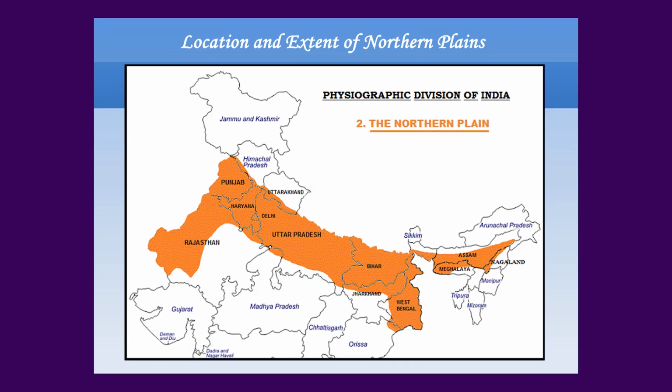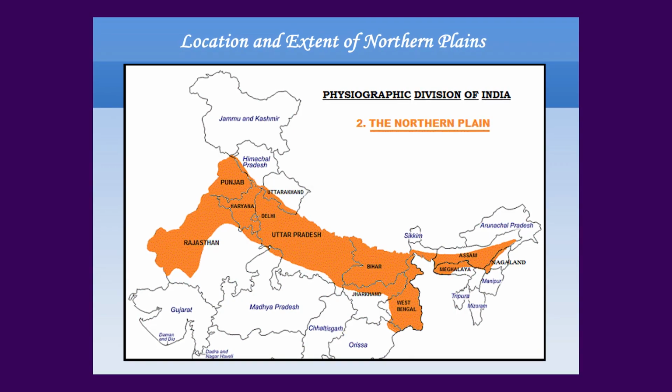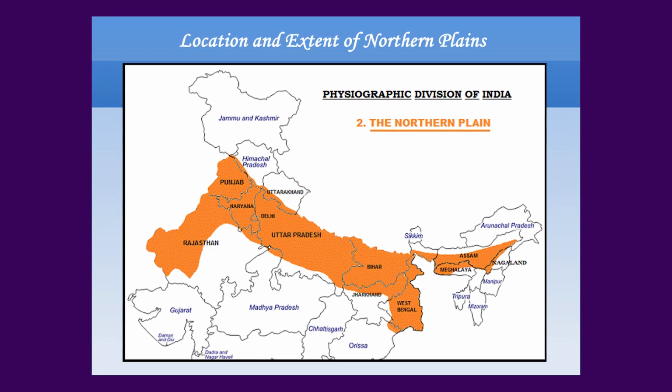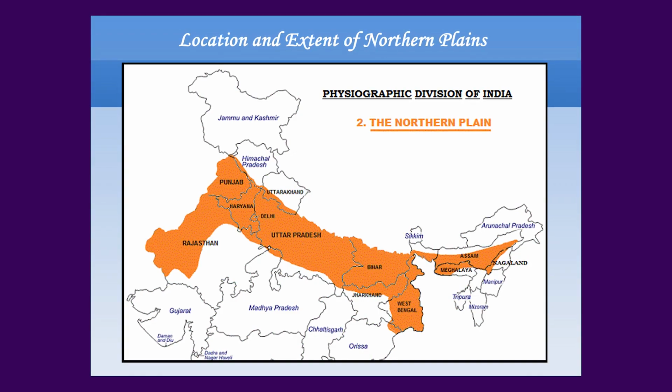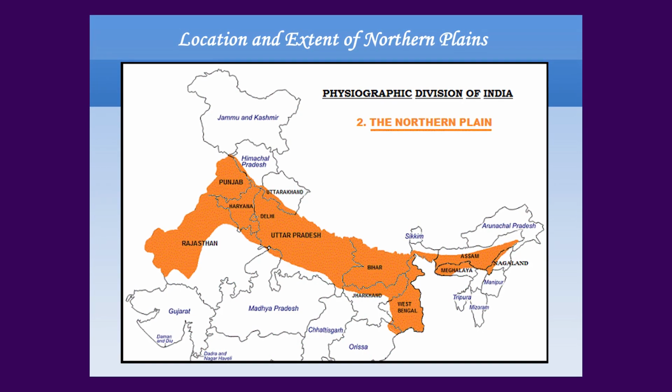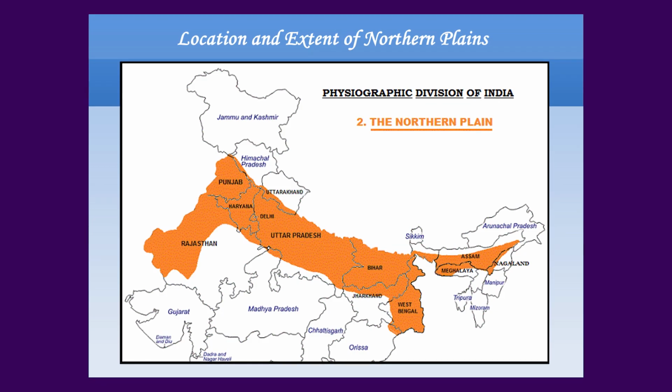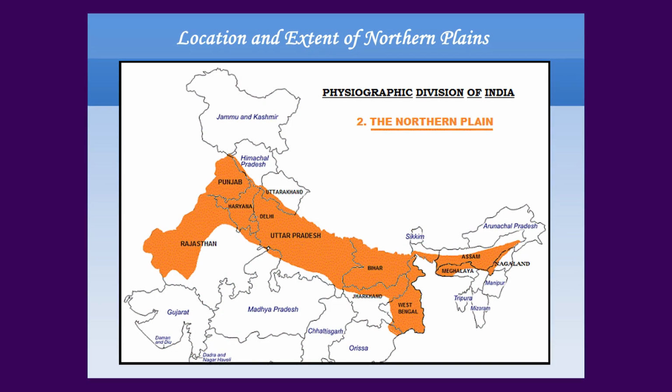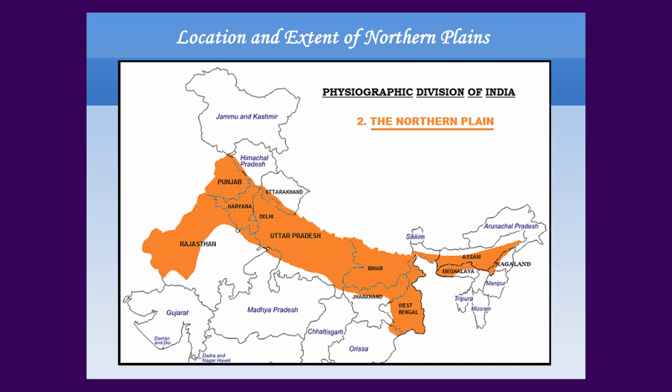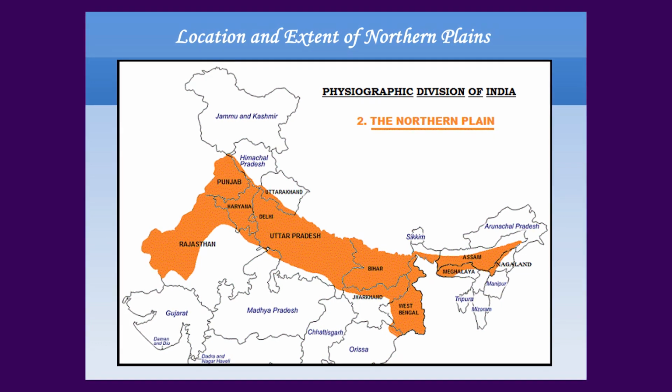It is a flat, regular, transitional zone between Shivalik in the north and the peninsular plateau in the south. It is separated from Shivalik by the Himalayan front fault. It covers a total area of about 7 lakh square kilometer. The northern plains stretch for about 2,400 kilometer from west to east with a varying width of about 500 kilometer in Punjab and 90 kilometer in Assam.